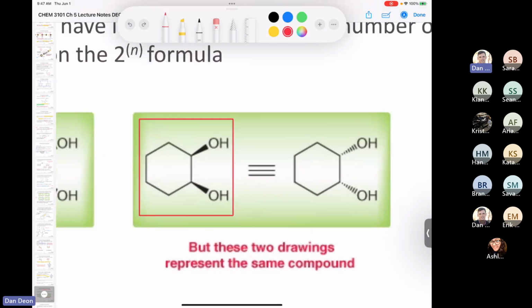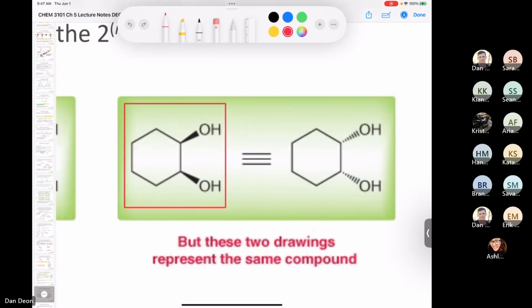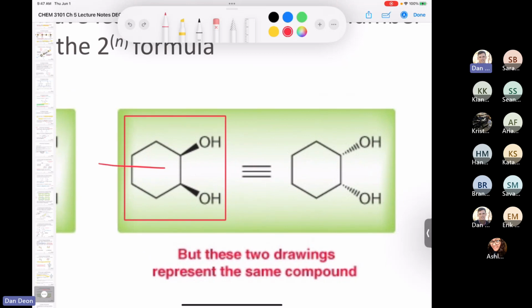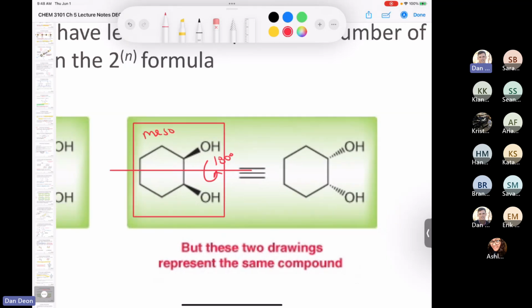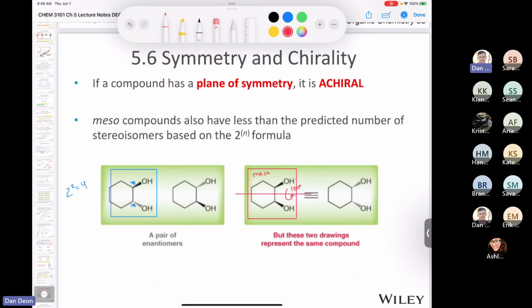If I take this molecule in the red box, and if I draw an axis here and rotate this 180 degrees, I end up with the exact same thing. I end up with this compound over here. And so this compound here is a meso compound. It's got chiral centers, but it's got a plane of symmetry. So that 2 to the power of n gives you the maximum number of stereoisomers, but you might not always get that maximum. You might have less, like we do in this case.